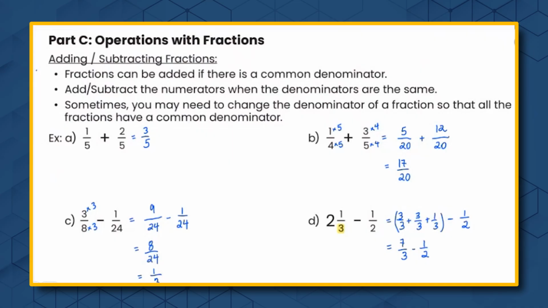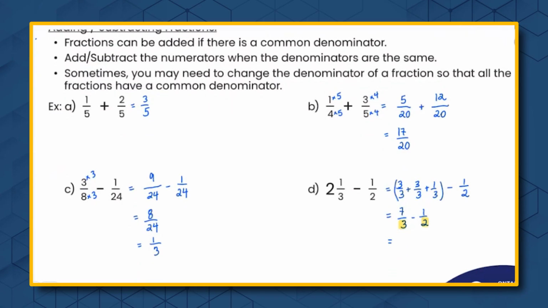Now again, notice here that the denominators now are different, right? So we need to have the same denominator. And if we compare, we can see that 6 is going to be the smallest number that both 3 and 2 divide evenly into. So for the fraction 7 over 3, if we multiply the denominator by 2, that gives us 6 in our denominator, but we have to multiply the numerator by 2 as well. So we're going to multiply 7 by 2, and that gives us 14.